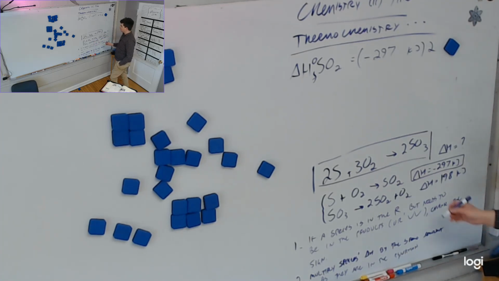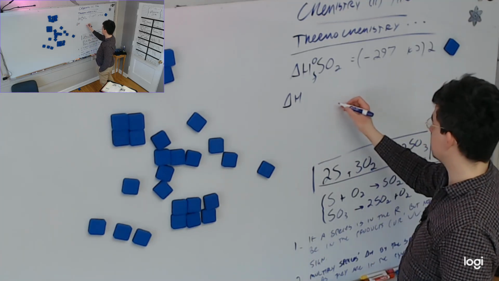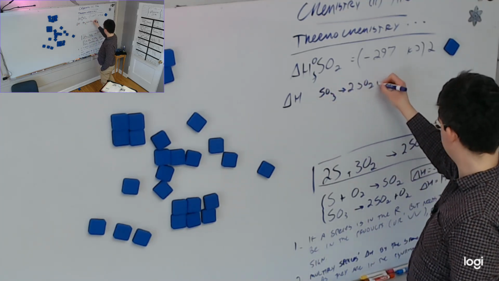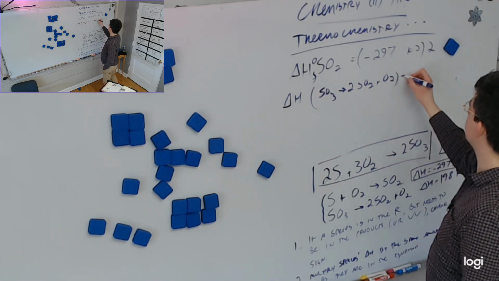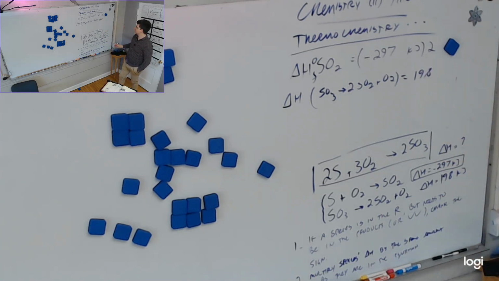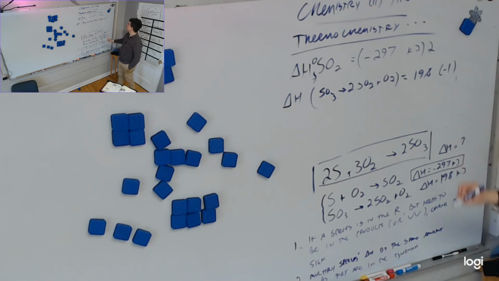And then for the other one, the change in enthalpy of SO3 yields 2 SO2 plus O2. This is not the standard enthalpy of formation for SO3, but for this one it equals 198. What do we need to do with that one? Make it negative. Okay, I'm going to show that we multiply that by negative 1. And then we just add these together.